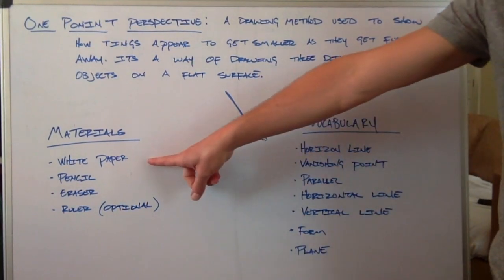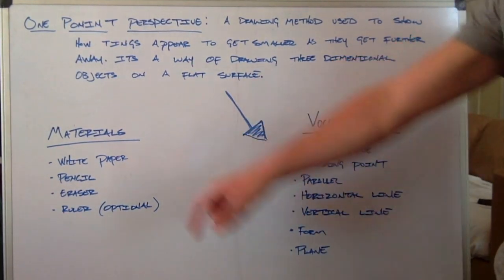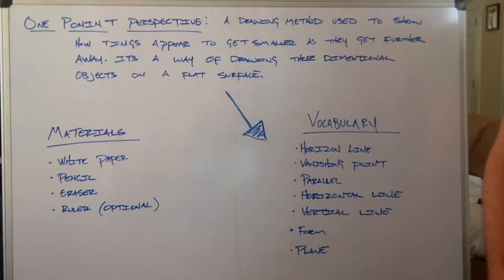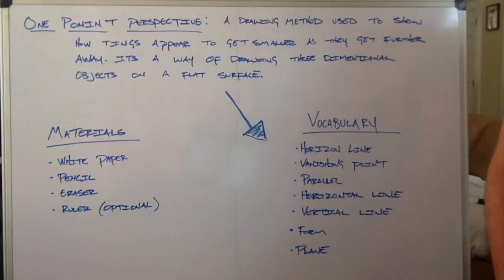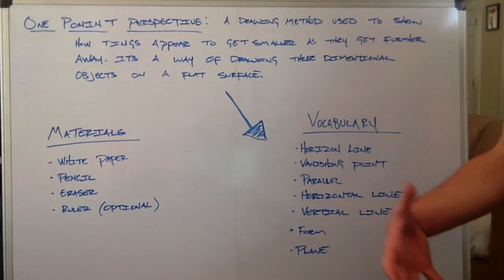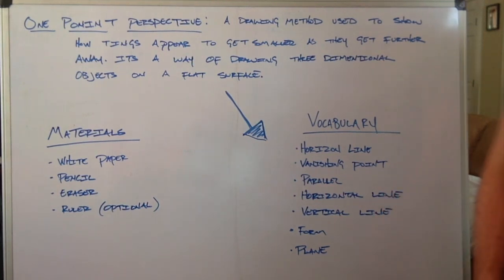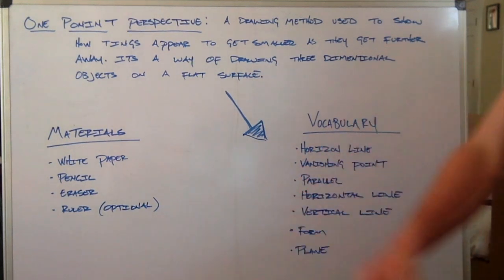Also, the materials that we need are right over here. All we need is a white piece of paper, a pencil, an eraser, and a ruler if you have one. It's only optional. Now, with the white paper, it would be best to have paper that is fairly big, something bigger than a computer paper. But if computer paper is all you have, that will work perfectly. So again, take a moment to read over the definition of one-point perspective, the vocabulary that we'll be using, and the materials that we'll be using.